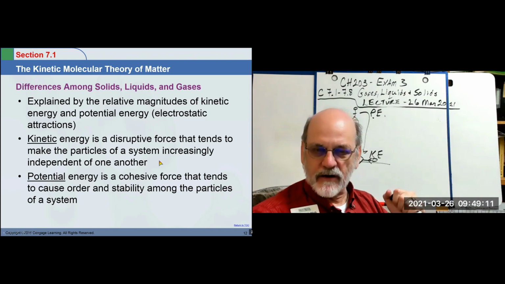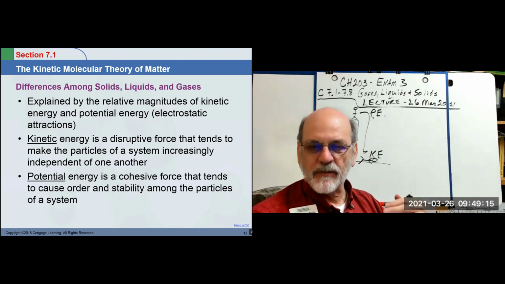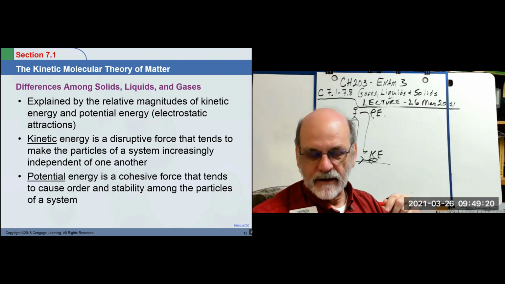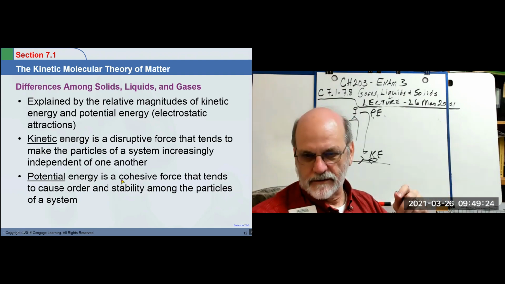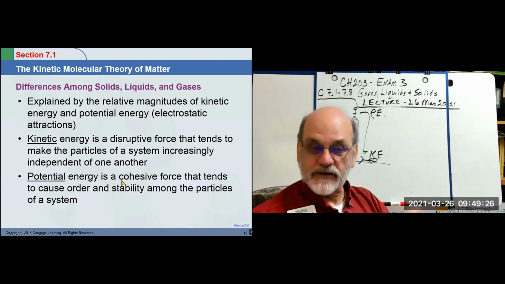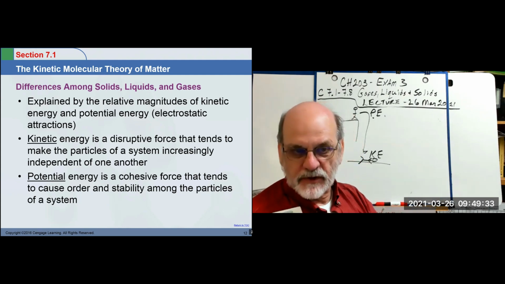And this kinetic energy is considered a disruptive force. That is, it tends to make the particles stay apart, independent from one another. Whereas the potential energy is a cohesive force, which tends to draw them together. So we can think of matter as a competition between kinetic energy and potential energy.